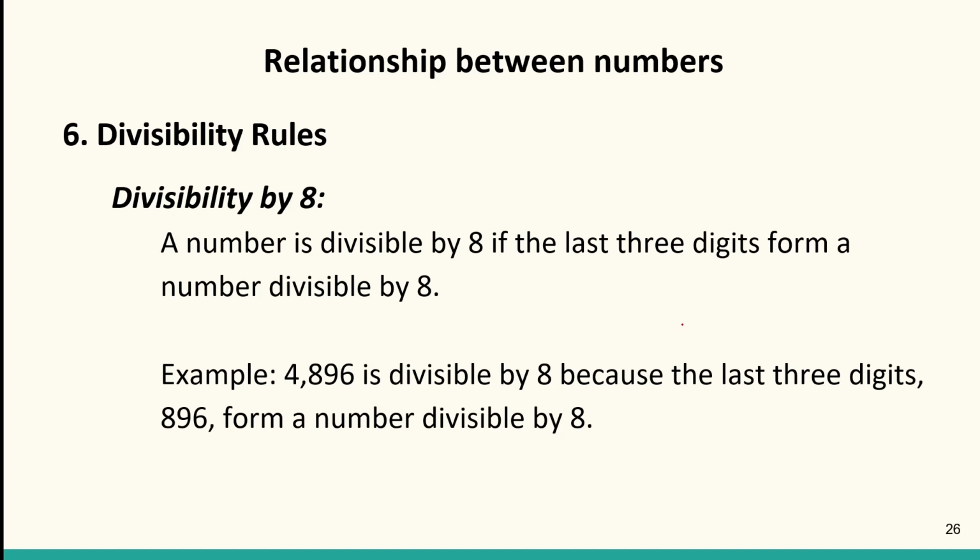So let's see the divisibility by 8. A number is divisible by 8 if the last 3 digits form a number divisible by 8. So you have x, y, z, w, and so on. What we can see here is the last three digits are these. If this is divisible by 8, then we say that the whole number is divisible by 8.